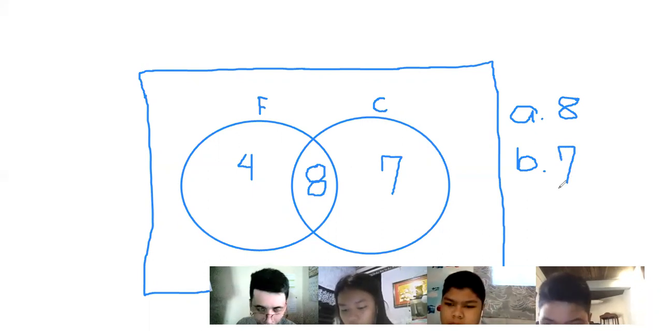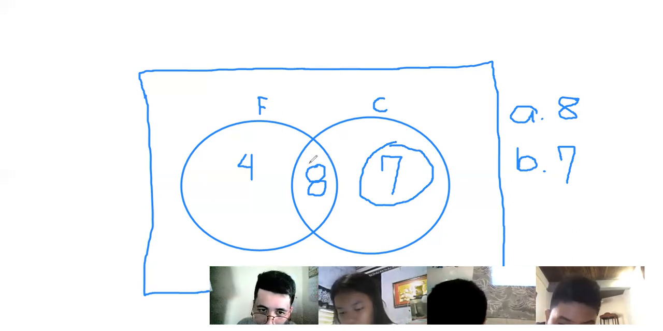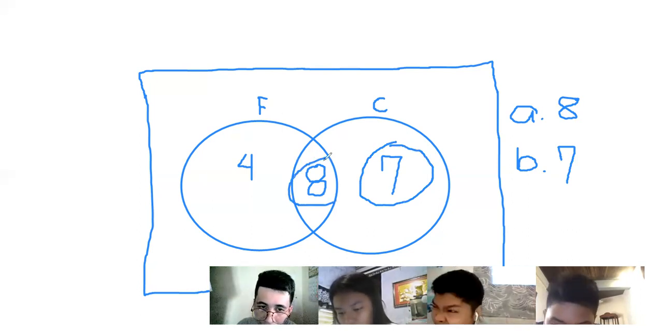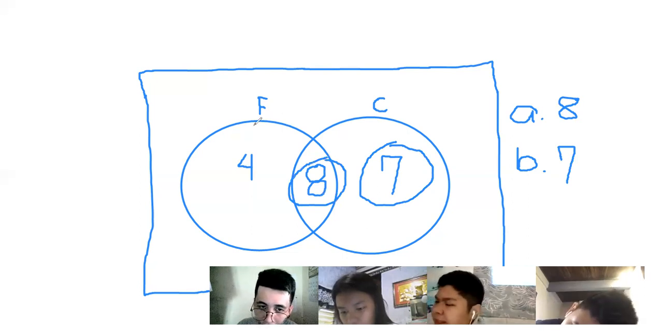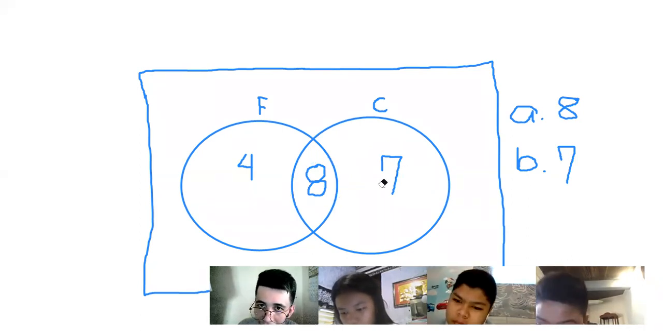Kasi, if you see in the Venn diagram, ito lang yung estudyante na kumukuha ng Chinese, pero hindi kumukuha ng French. Bakit sir hindi natin sinama si 8? Kasi si 8, kumukuha din siya ng French. Okay? Ang tanong lang is yung pure na kumukuha ng Chinese, na hindi kumukuha ng French. Then, this 7, siya lang yung kumukuha ng Chinese.